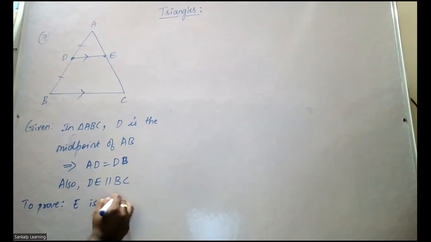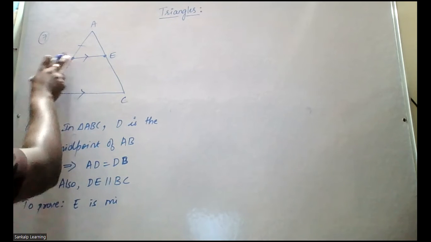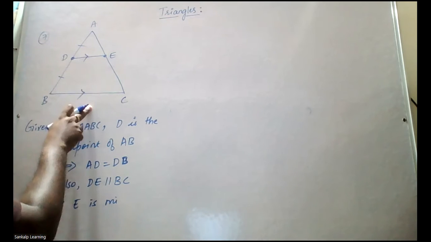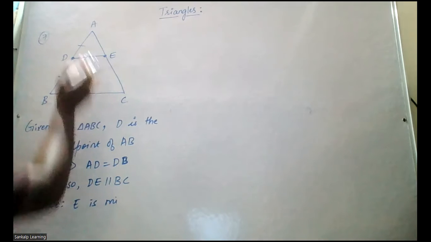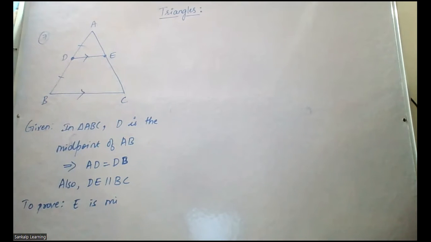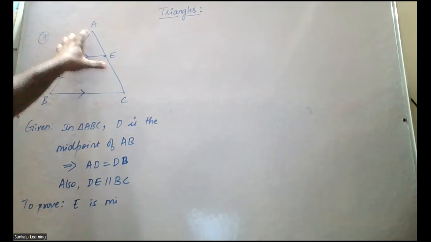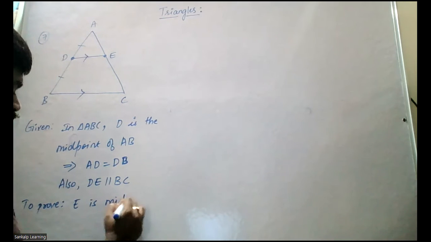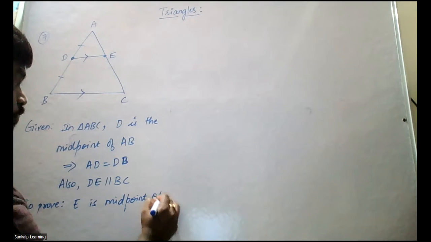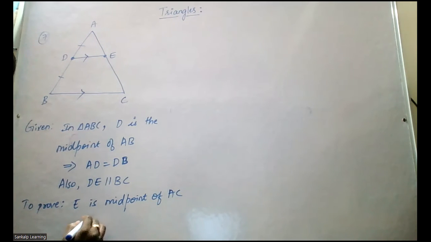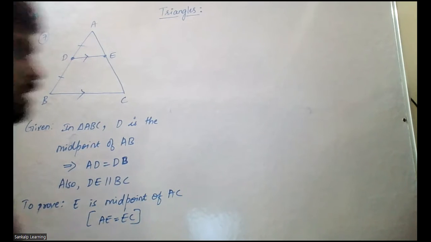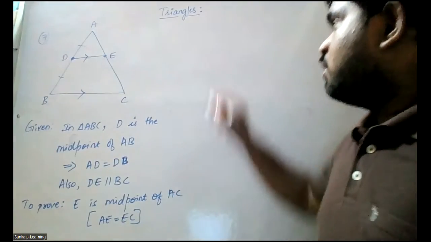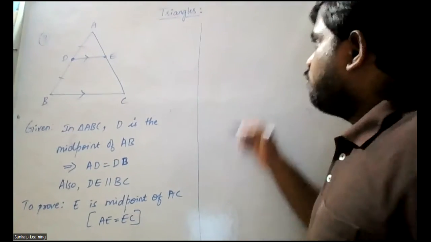E is on the line drawn through the midpoint. This is the midpoint. We are drawing a line through it, parallel to one side. Wherever it meets, it bisects the side and divides it into two equal parts, right? Bisect the side in the sense it divides the side into two equal parts, AE and EC. Meaning I have to prove E is the midpoint of AC. That is, I have to prove AE is equal to EC. If I prove AE is equal to EC, then we can tell E is the midpoint. So coming to the proof.